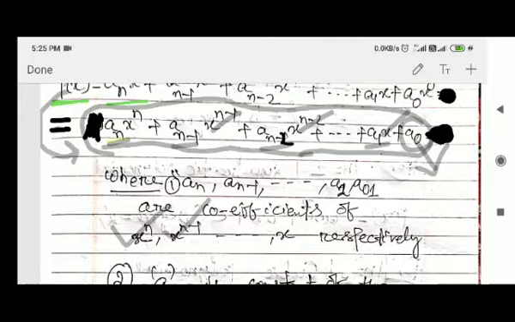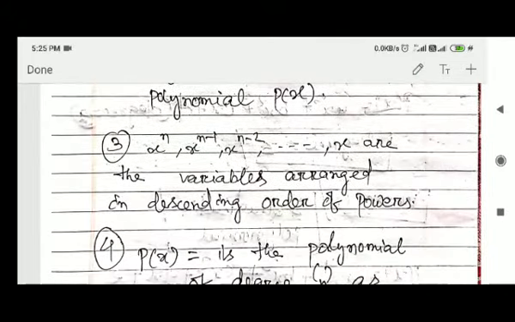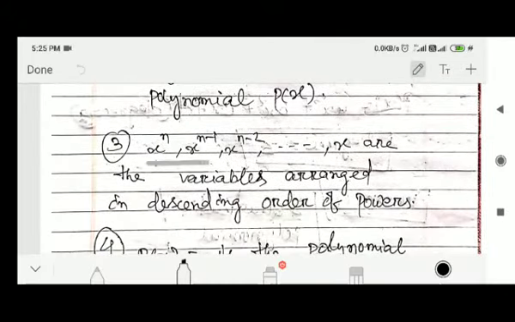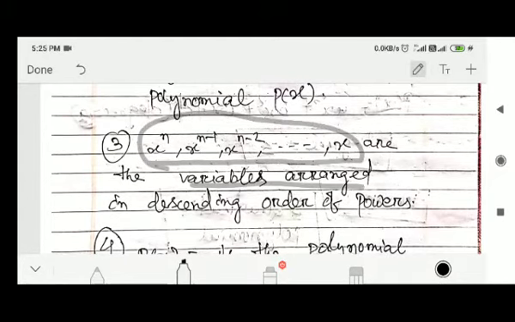And where x to the power n, x to the power n minus 1, x to the power n minus 2 up to x are the variables arranged in descending order of the power. See, descending order means first you have to write the highest power variable, then lower than the highest power. Similarly, you have to arrange descending. Descending means highest to lowest power arrangement. You have to arrange the variable like that.